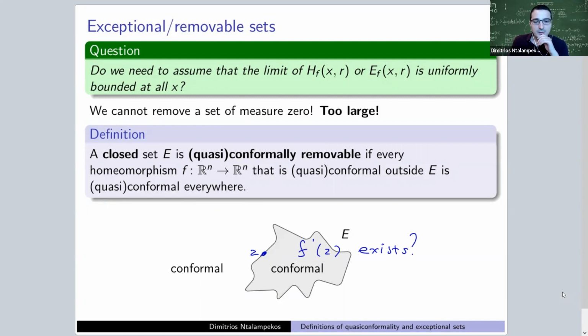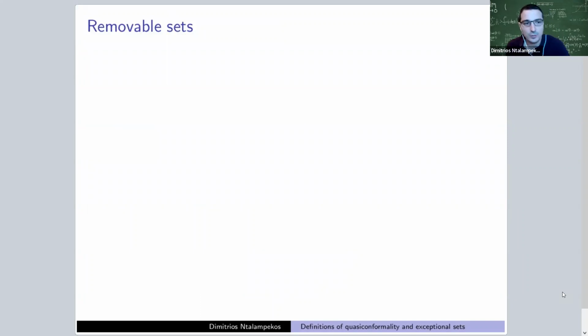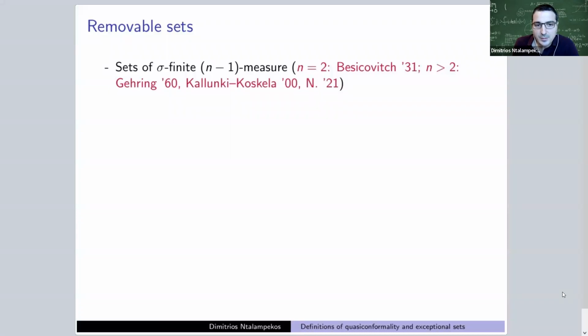Now, let me give you some examples of removable sets, just to have an idea what is removable and what is not removable. So first, all sets of sigma finite Hausdorff n-1 measure are removable. In dimension 2, this simply means that sets of sigma finite length are removable. So for example, all smooth curves, all rectifiable curves are removable. This is due to Besicovitch in dimension 2. And then in higher dimensions, there are different proofs based on the definition of quasi-conformality.